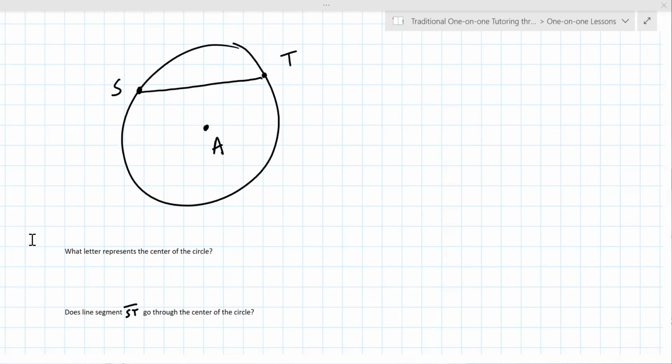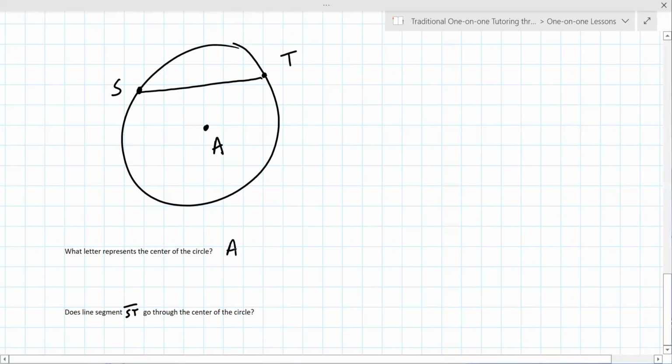Which letter represents the center of the circle? Can you tell me the answer to that? Yeah. Okay, what is the letter? The letter for that right there, A. It's A.